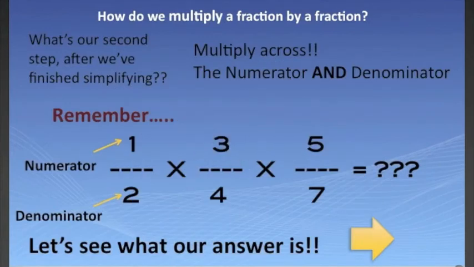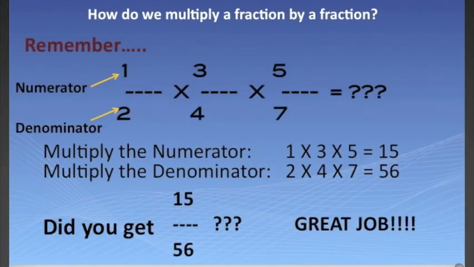Now that we've checked to make sure that we can't simplify our problem, let's move on to our second step. What is our second step after we finish simplifying? Yes, you got it! Multiply across. First you multiply across the numerator, and then you multiply across the bottom for the denominator. Remember, the numerators are the numbers that fall above the line of the fraction, and the denominators fall beneath the line. All right, now that we reviewed that, let's go ahead and see what our answer is going to be.